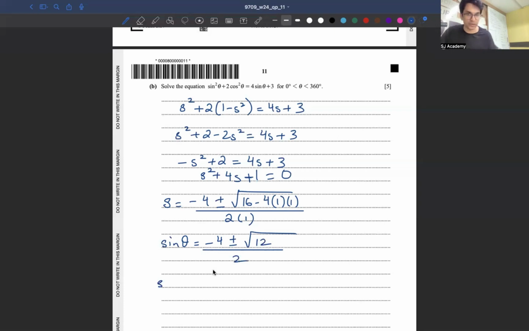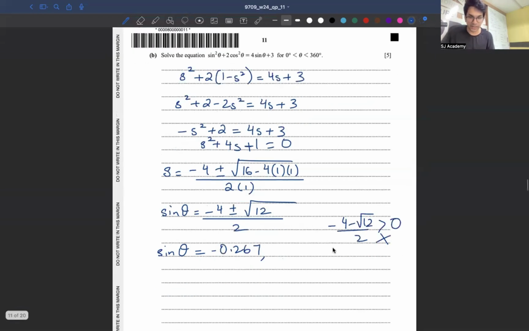Substituting these values in the calculator, we'll get (-4 + root 12) divided by 2, that is -0.267, and (-4 - root 12) divided by 2. As this value is less than 0, we'll ignore this value. Now taking sine inverse of 0.267, we'll get 15.48.